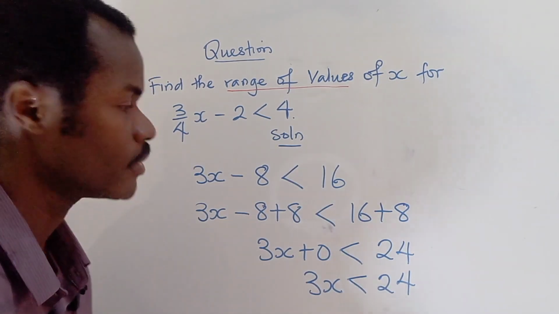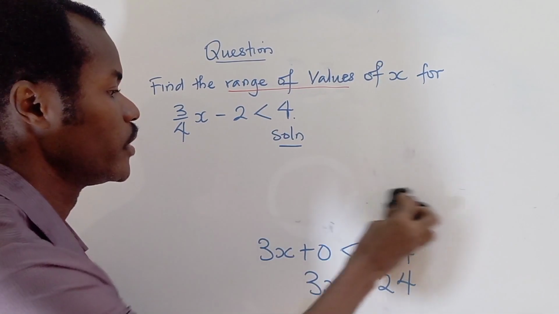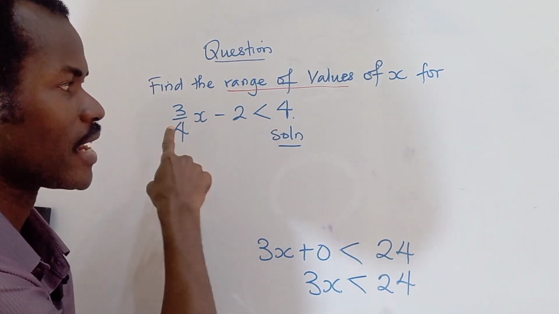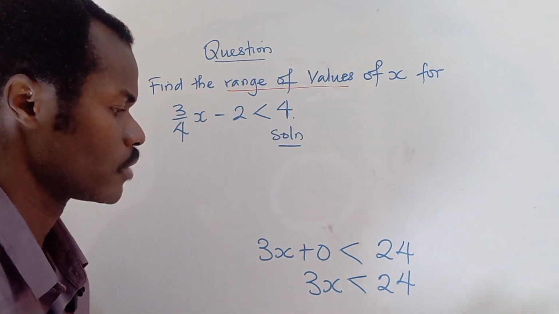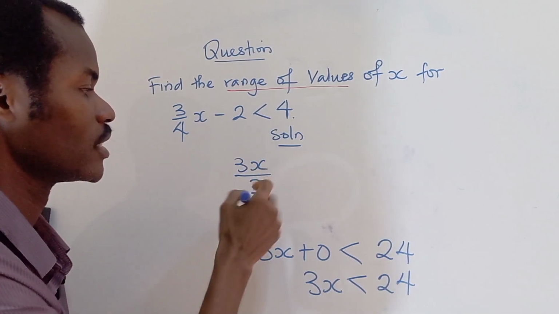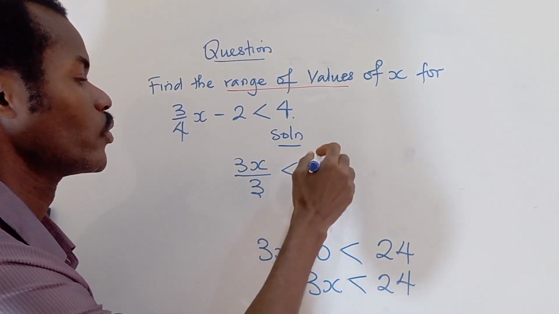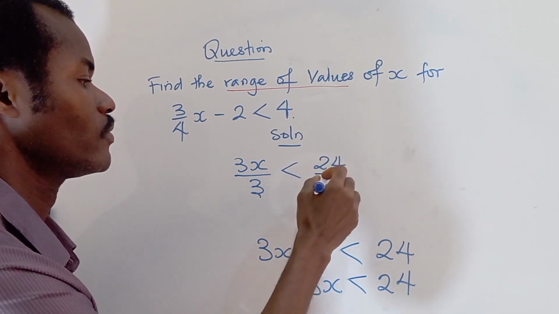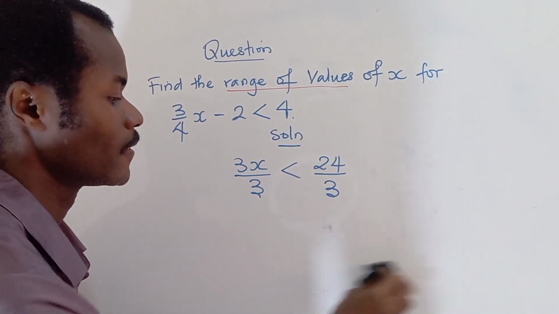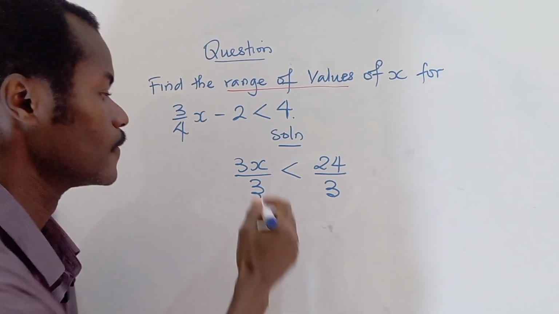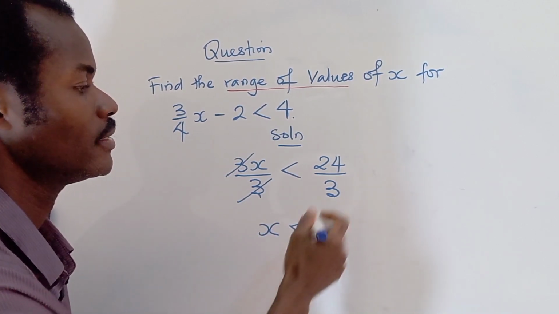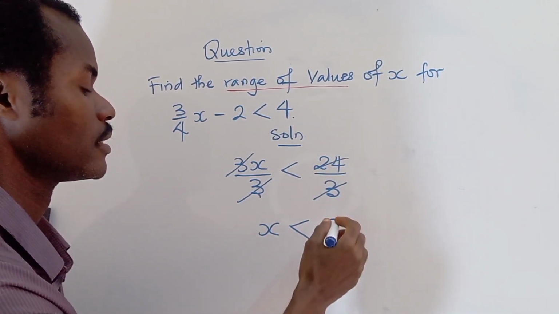From this point, we can now find the range of values of x that satisfies this inequality. I'm going to divide both sides by 3, which is the coefficient of x. So we also divide 24 by 3. We can now cancel out the 3s on the left-hand side, so we have x is less than, and 24 divided by 3 is 8.